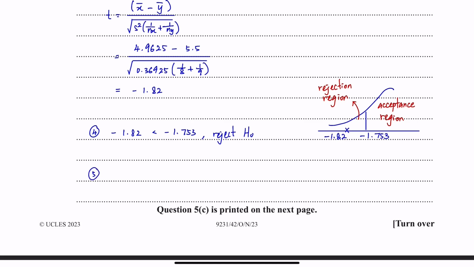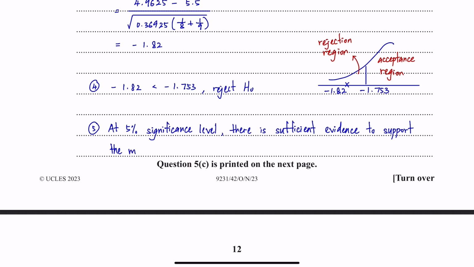So the last step would be our conclusion. So at 5% significance level, there is sufficient evidence to support the manager's claim. And we're done.